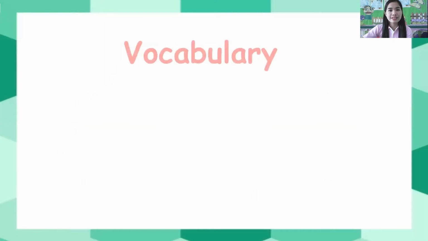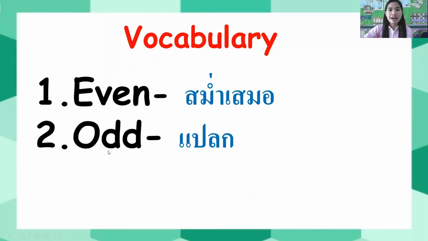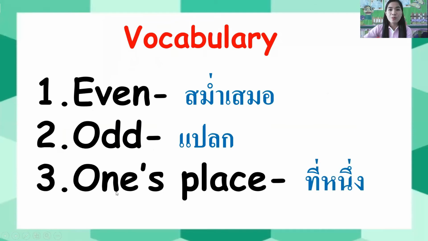Let's read. You can follow after me. Number 1, even. Number 2, odd. Number 3, ones place. One more time. Let's read all together. Even, odd, and ones place. Okay, very good. Let's begin with our lesson today by understanding even numbers and odd numbers.